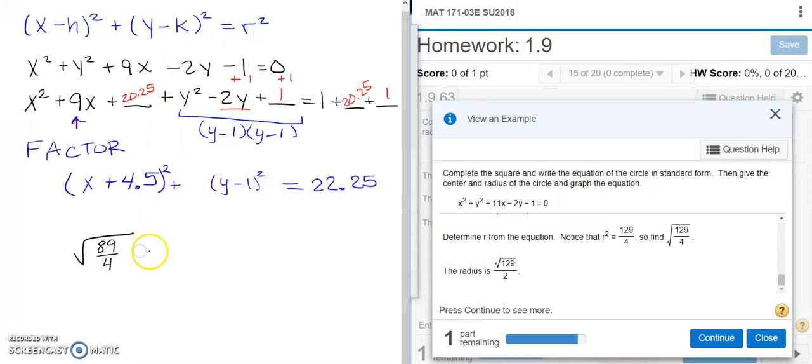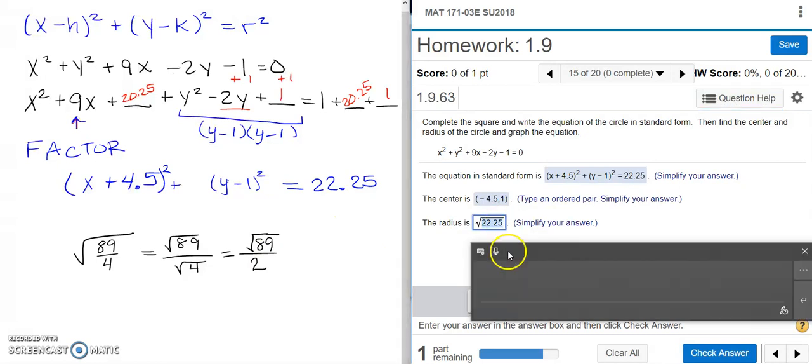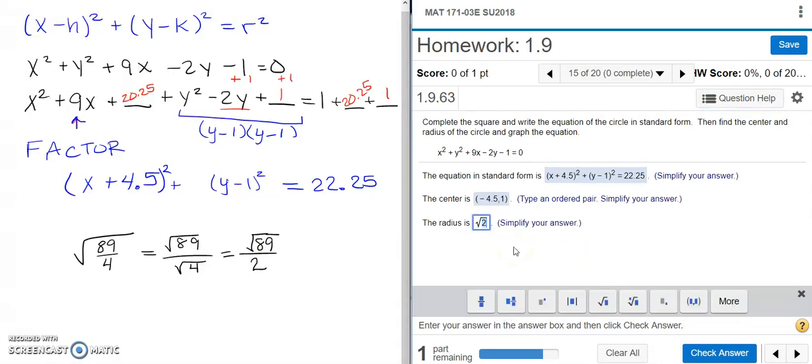The reason they want you to do it that way is because with fractions, we can square root them individually. And the square root of 4 is doable. That's just 2. So they want the square root of 89 over 2. So even though what we typed as an answer was technically equivalent, like this equals this, they're being very picky about how they want it formatted. That's why I even had to go to view an example to see how they wanted it.